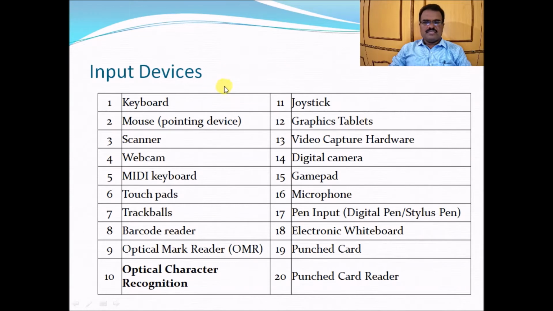Here we can see various input devices: keyboard, mouse, scanner, webcam, MIDI keyboard, touchpads, trackballs, barcode reader, optical mark reader, optical character recognition, joystick, graphics tablet, video capture hardware, digital camera, gamepad, microphone, pen input, nothing but digital pen or stylus pen, electronic whiteboard, punched card and punched card reader. So these are the various types of input devices available.